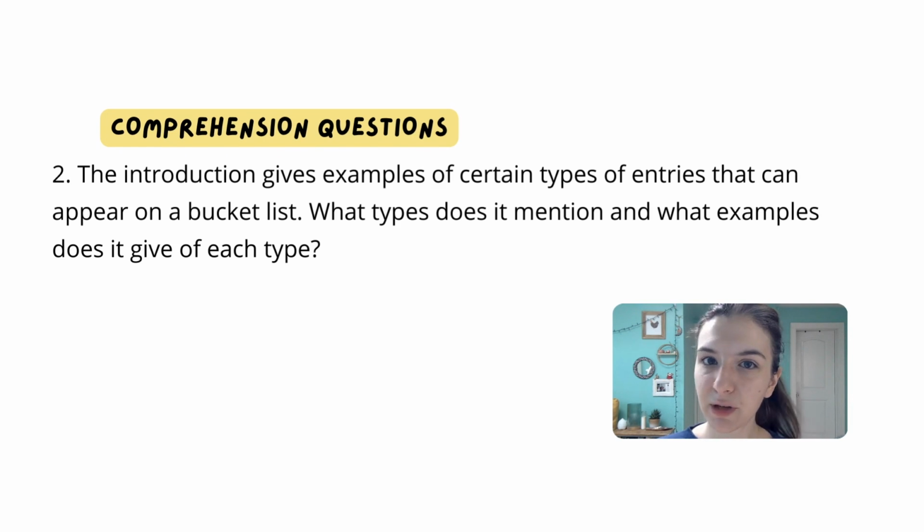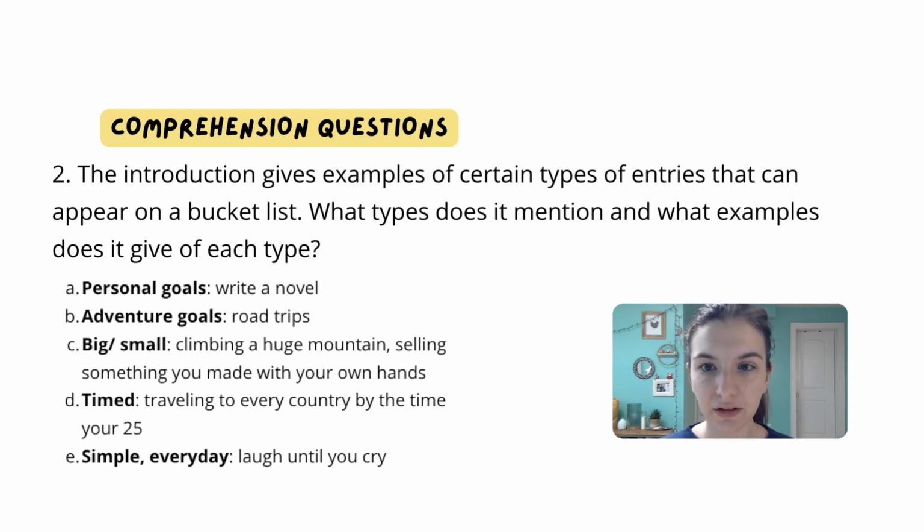The second comprehension question was, this introduction gives different examples of certain types of entries people might put on their bucket list. So what types does it mention, and can you give an example of each type? So the way that I answered this is that some of the examples it gives are personal goals, such as writing a novel or making a movie would be an example of a personal goal.